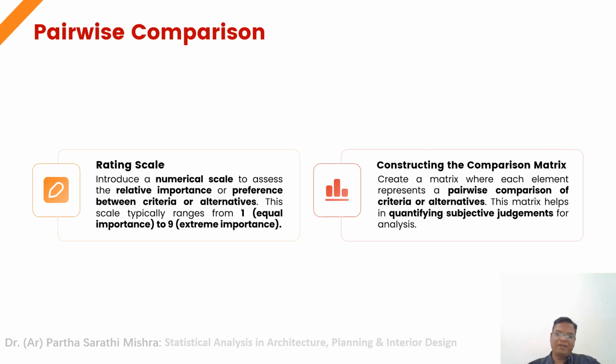So there are two parameters, for example, P1 and P2. If we say P1 is more important than P2, now we have to ask how much more important. Whether it's one time important: one time means both the parameters have equal importance. If it is three times, then we can say P1 is equal to 3 P2.